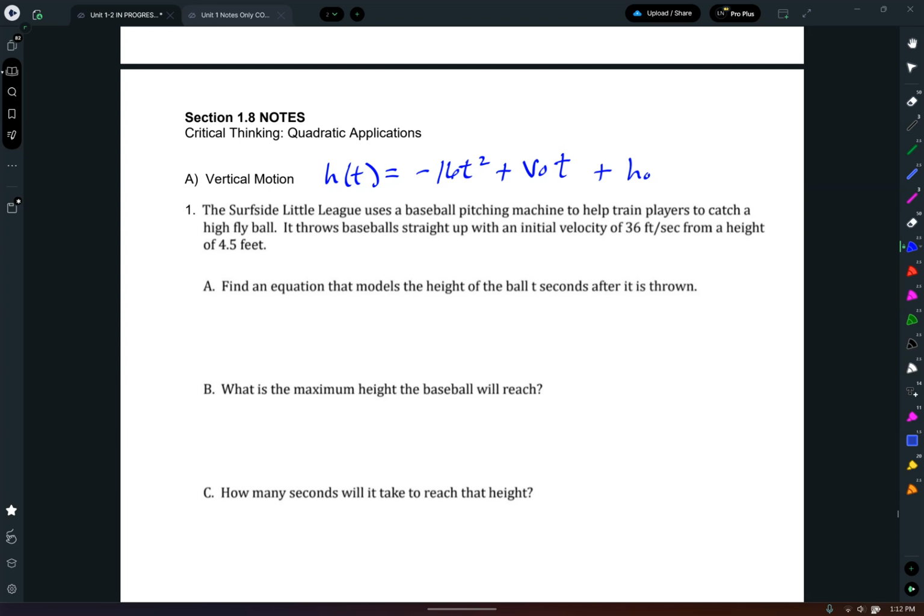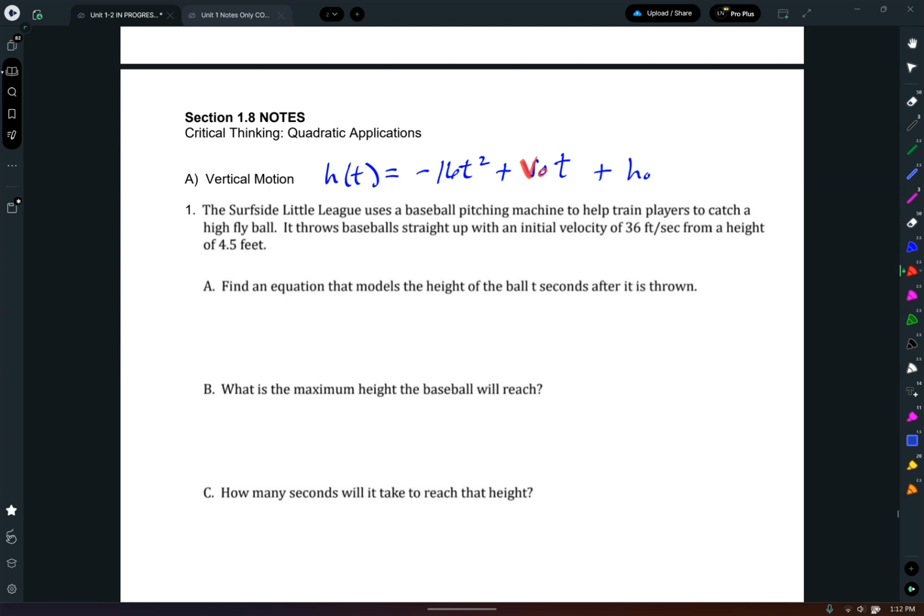h of t, and you should probably go ahead and write that down. And then I'll point out what some of these things represent. So it's h of t equals negative 16t squared plus V sub zero, and it's not really the letter O, it's a zero, so it's like a subscript of zero, and then t. I call that V naught.